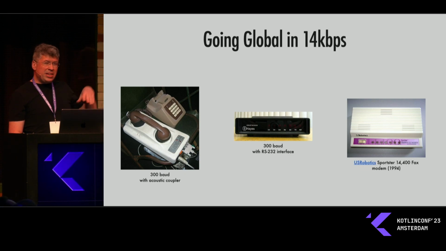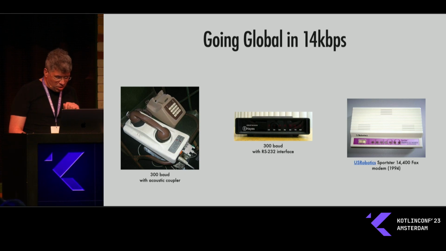So anyway, modems get better in the 90s, which is the point of the slide. The 300 baud in the middle there you see with the RS-232, that was a big step up from the original ones because you didn't have those acoustic couplers and all of that. But I used to own one of those funky white little box things, the US Robotics Sportster 14,000, right? That thing went fast.